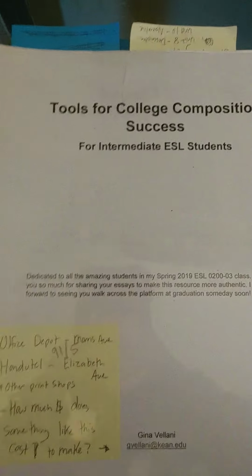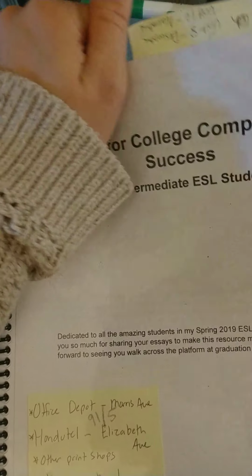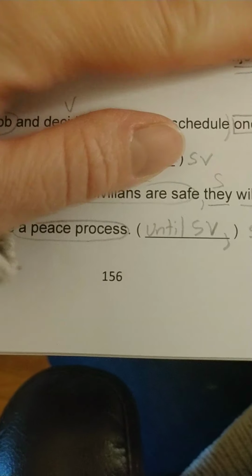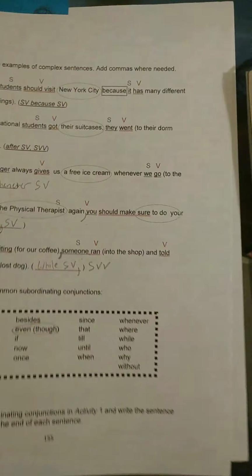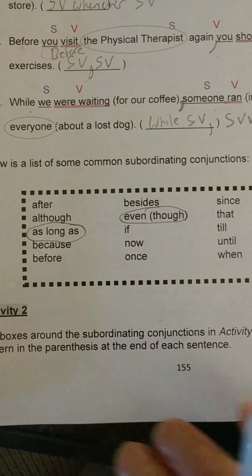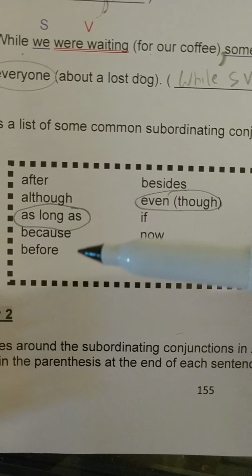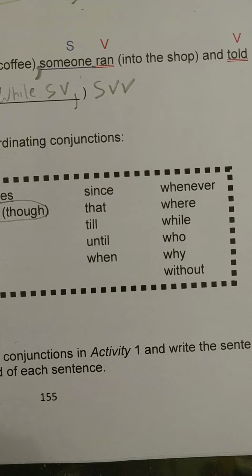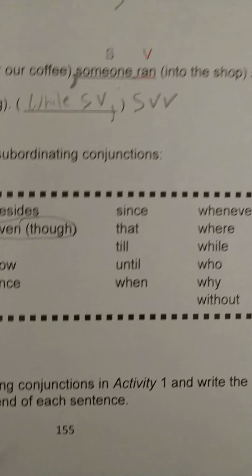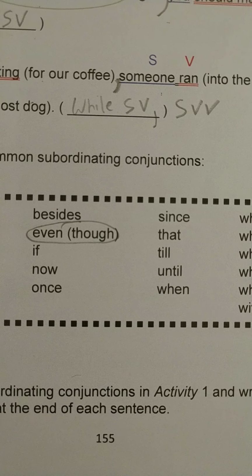So take your writing book out, and first we are going to turn to page 156. Okay, we're going to review a little bit about complex sentences. If you remember, there are subordinating conjunctions that we were talking about. Here are the examples of them. And we're going to write a sentence with one of these to create a complex sentence.